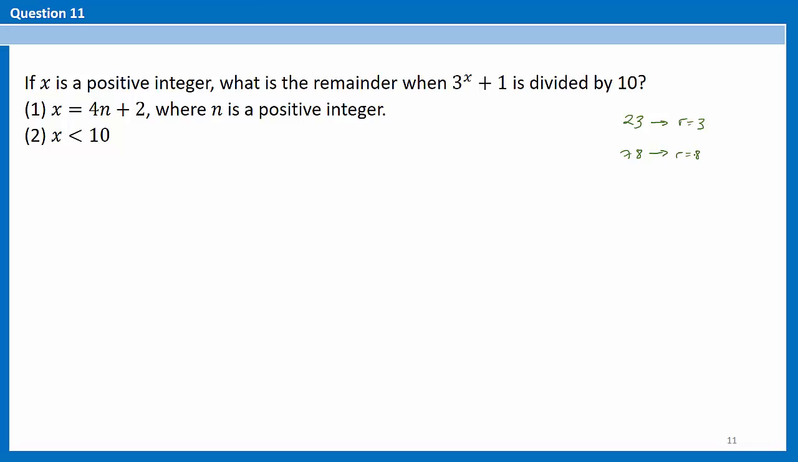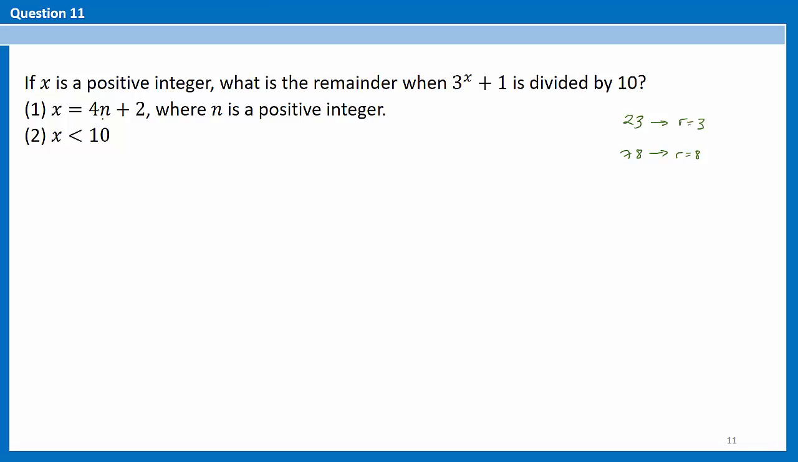So what they're really asking us here is, what is the units digit of 3 to the power x plus 1? Now, statement 1 says that x is 4n plus 2, where n is a positive integer. And the units digit of the powers of 3 repeats every 4 integers.